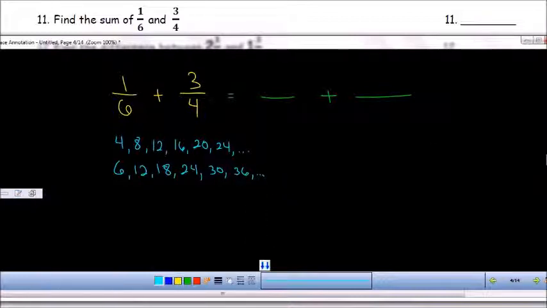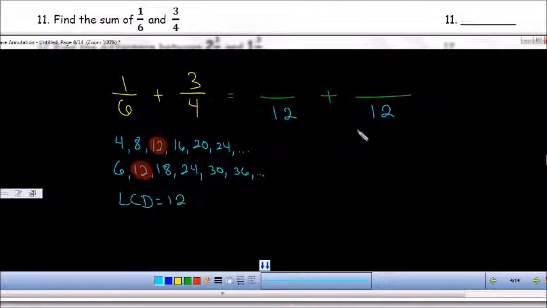Okay, and to find the common denominator, all we have to look at is which number is common in both lists, which one is the smallest number, because we have a 12 right here and we have a 12 right there. It looks like that's the smallest number. We also have a 24 and a 24, but we don't care about the big numbers, we only care about the small numbers. So now we have found our LCD. Our least common denominator is 12. That's the number I'm going to use right here.